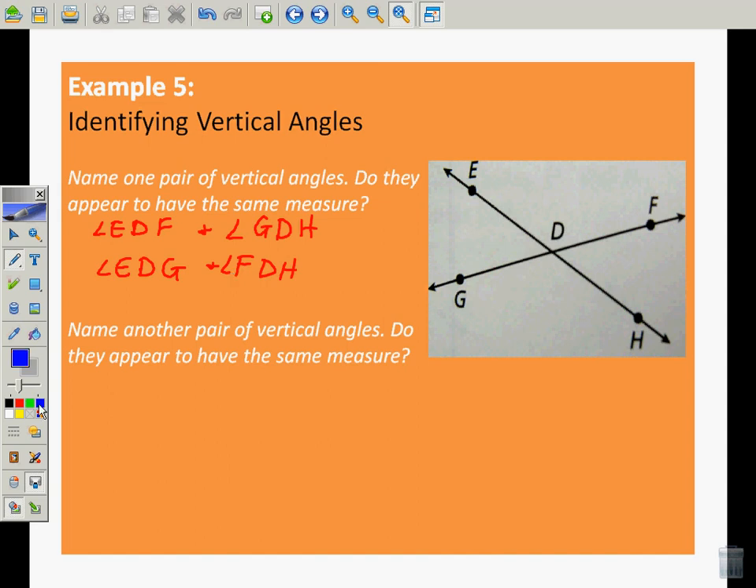The second part is much the same, but I've already named both pairs. So yes, they appear to be equal. They appear to be congruent because they are. Okay?